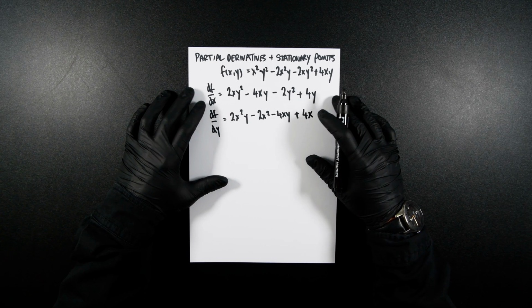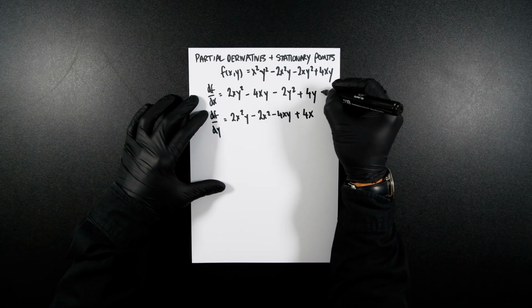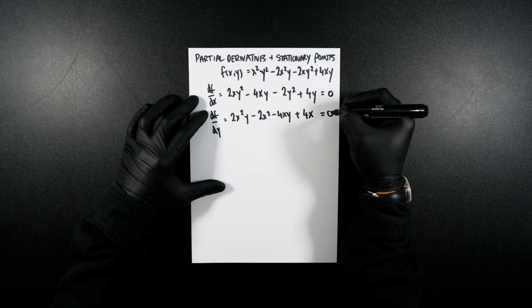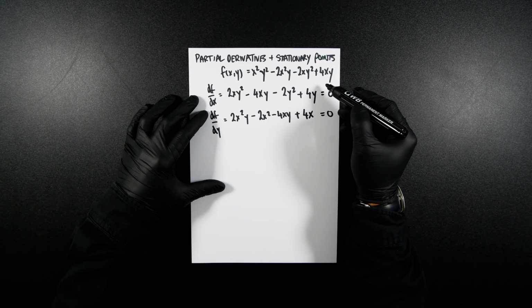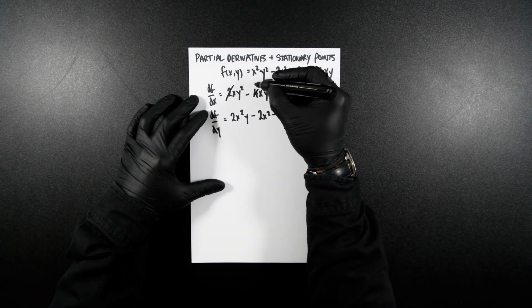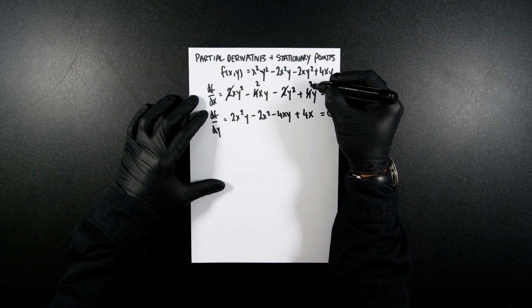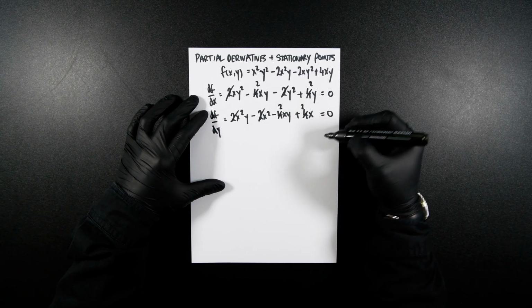So now we want to find out the stationary points. What we want to do is this is going to be equal to 0 and this is going to be equal to 0. If we divide everything by 2, I don't really want to write it all out again, so I'm just going to get rid of these. So this is going to become 2, that will disappear. This will disappear, this disappears, this becomes 2, and this becomes 2.